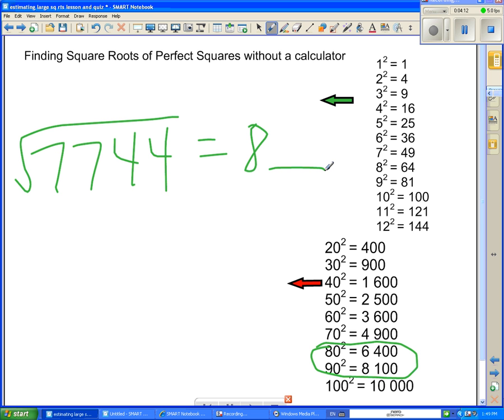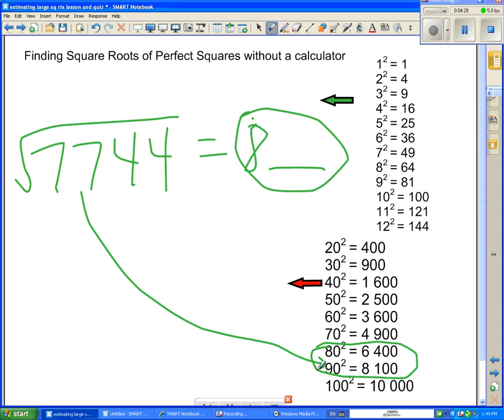7,744 is closer to 90 than it is to 80. So I know this number will be in the high 80s. Okay, because this number here is much closer to 90. It's only about 400 away from 90 squared and about 1,200 away from 80 squared. Okay, now it ends in a 4.